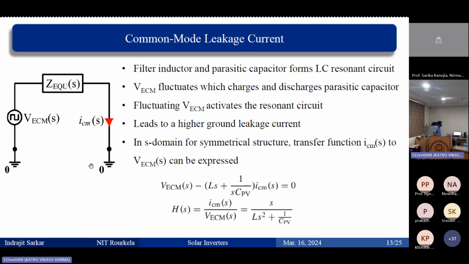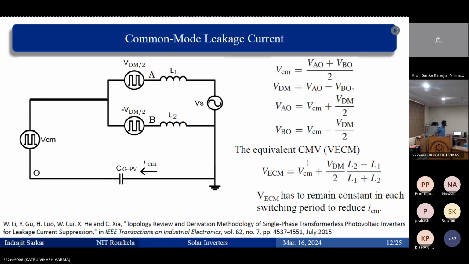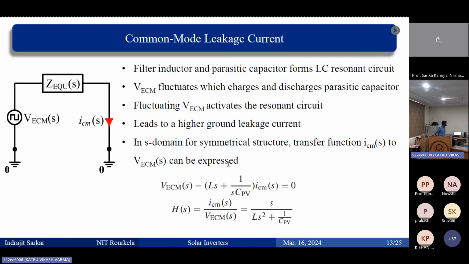So if you make the equivalent of this complete circuit, then summing up these two will be VEM and the equivalent of these two. So you will have a circuit like this, where this is the VE in CM, and this is the common mode leakage current that is going to flow, and this is the Z equivalent.